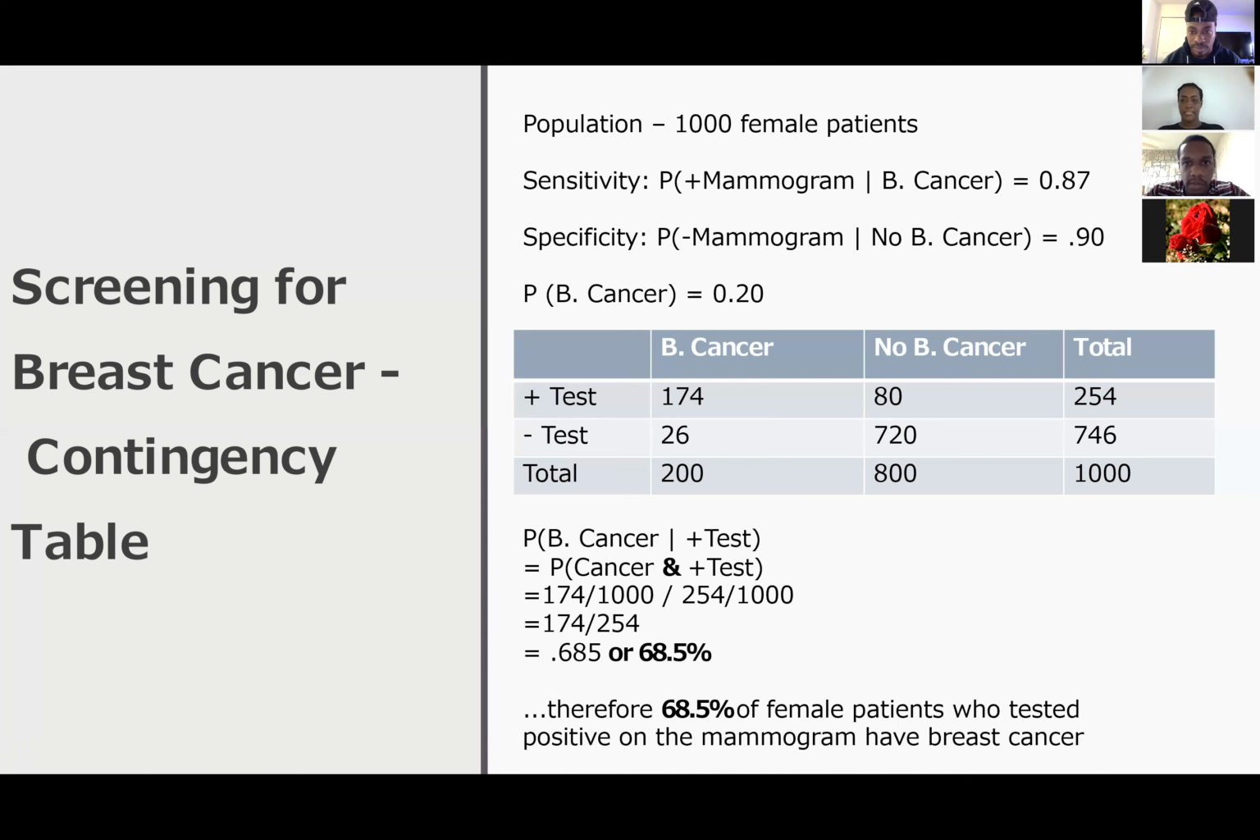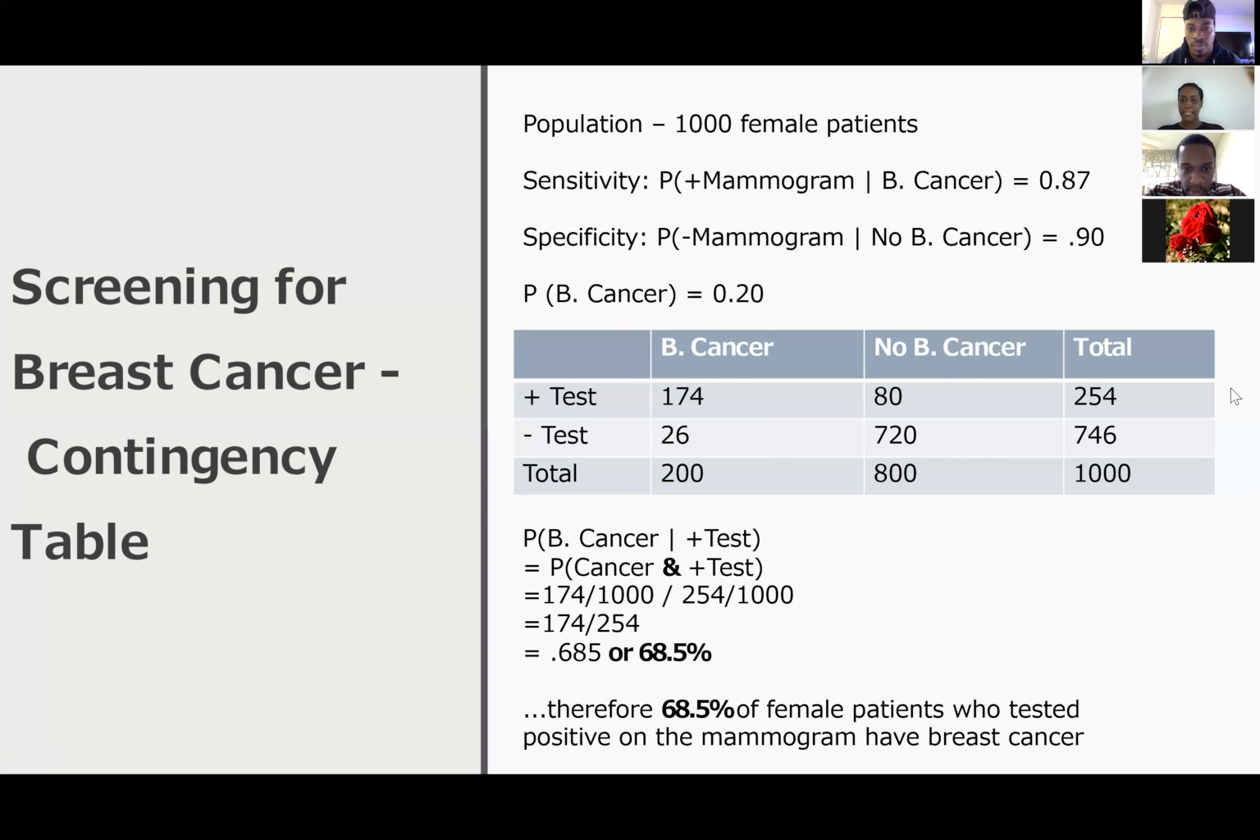All right. So out of our total population of 1,000 at-risk female patients, we have a prevalence of 20%. So when we multiply the 20% by the total, which is 1,000, we get 200. And to find the amount of patients with positive tests who have breast cancer, you would multiply that 200 by 87% to get 174. And to find the amount of patients that did not have breast cancer with a negative test result, we multiply that by 90% because that's the specificity. And then you add up all the totals.